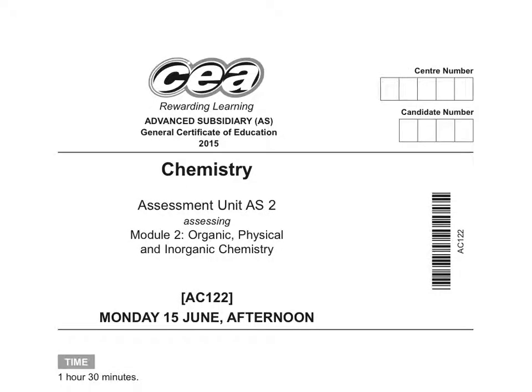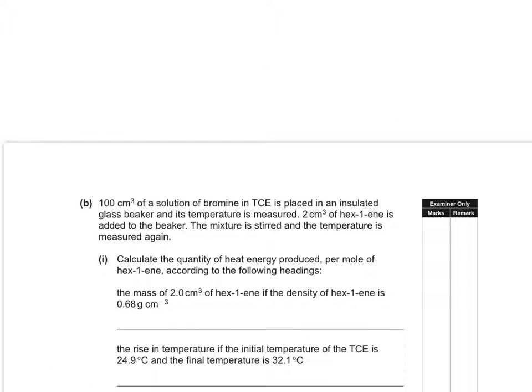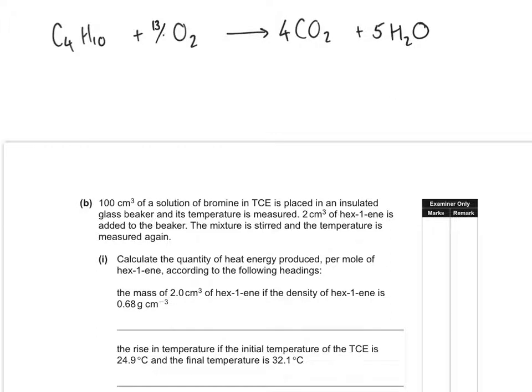This is AS2 June 2015 and we're going to be looking at question 12b. So this question is a molar enthalpy question, and we are used to doing these sorts of questions with combustion data, so maybe burning a fuel like butane or something and working out the molar enthalpy of combustion of that reaction. To balance that you would need a 4 here, a 5 here, and 13 over 2 oxygens.